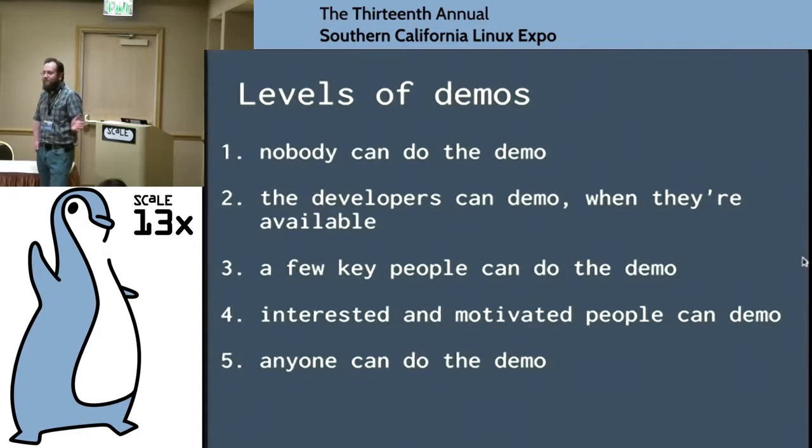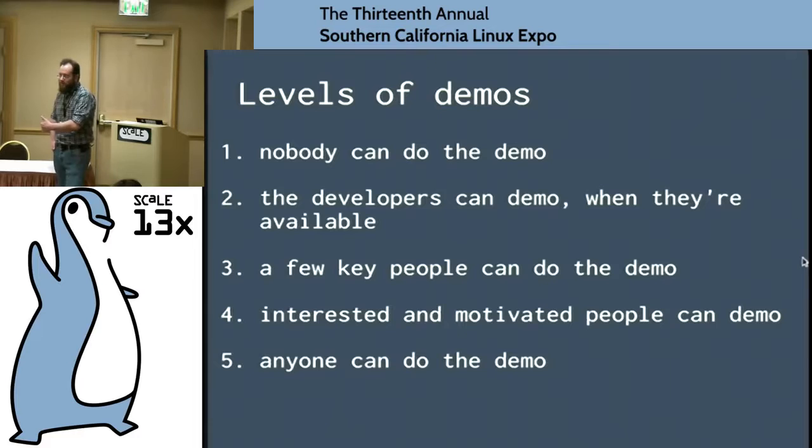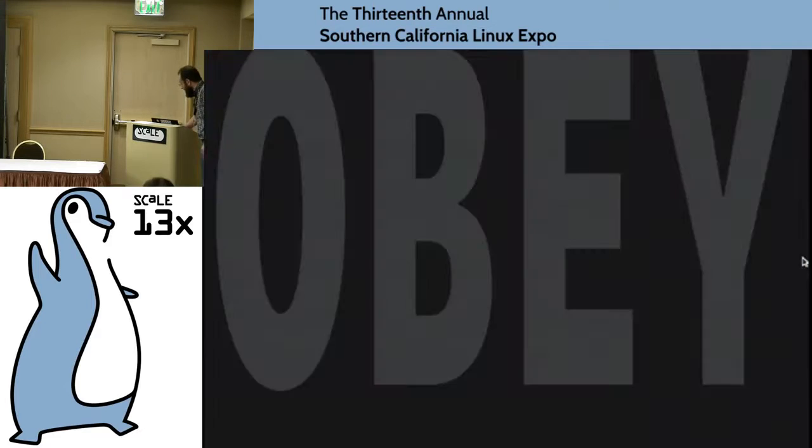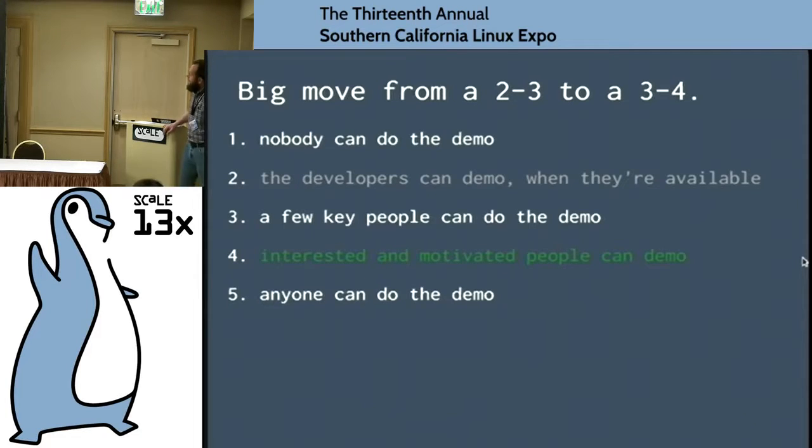Now, 5 is what a lot of the software as a service sites have, where you can go and tour our product online. That's pushing it to the extreme of where you may want to be for that type of software project. But what I would really like to do is move my demos from at least a level 2 up to a level 4.